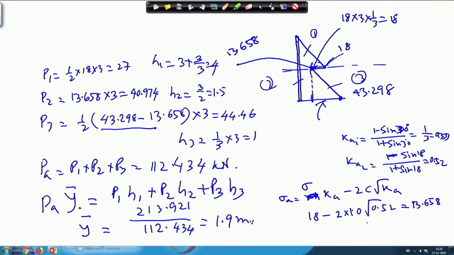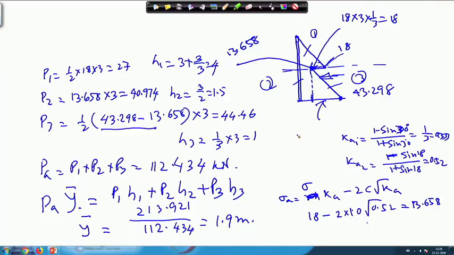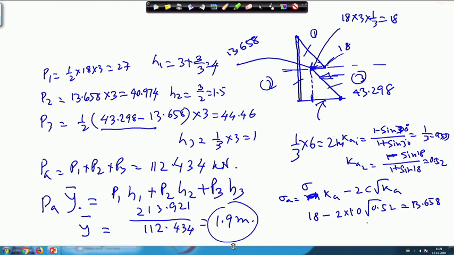Okay. So, that means the final thrust will be acting somewhere here, 1.9 meter from the base of the wall. But if the 6 meter wall were a single layer, it should have been 1 by 3 multiplied by 6, that means 2 meter. So, because of this layering, its point of application has come towards the bottom by 10 centimeter. You can see it should have been 2 meter, but it became 1.9 meter. So, this is the step by step procedure.